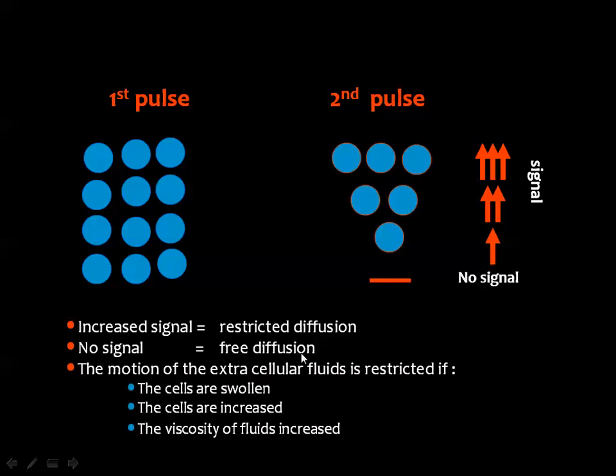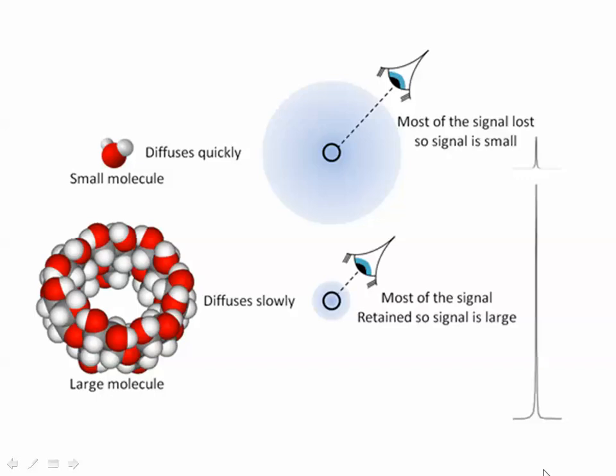Then what are the causes of diffusion restriction? There are actually 3. Number 1, the cells are swollen, so the extracellular space is reduced and the motion of water is restricted. Number 2, the cells are increased. In some tumors, there are too many cells and the extracellular space is minimal. Number 3, the viscosity of fluids is increased. The cells are of the same number, there is good extracellular space, but the fluids are increased in the viscosity. And these are the 3 causes of diffusion restriction.